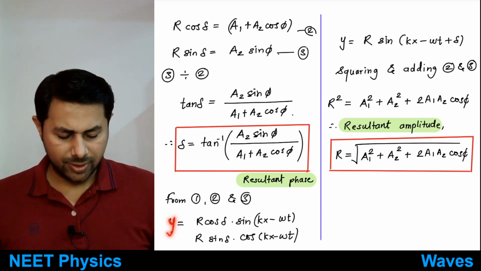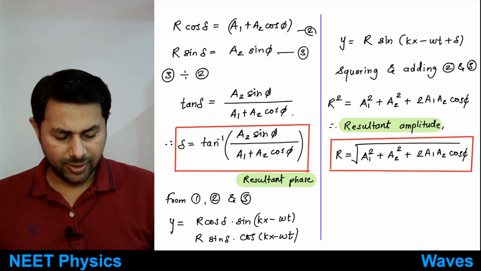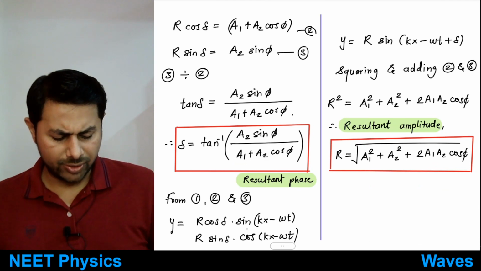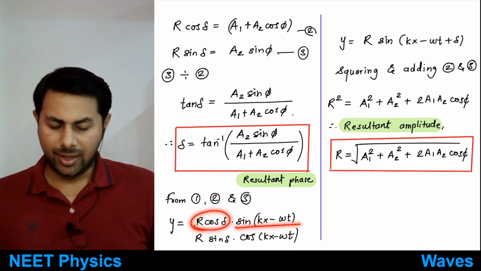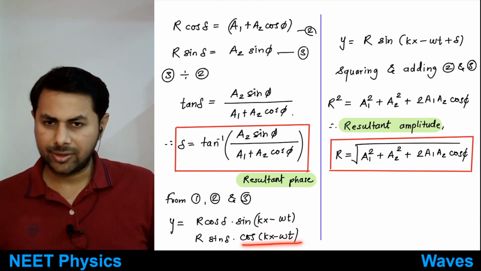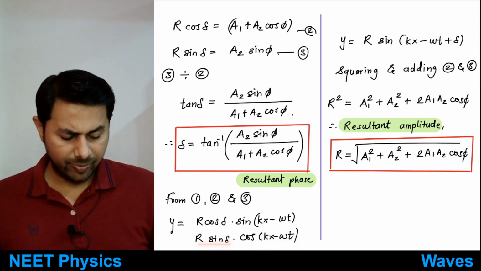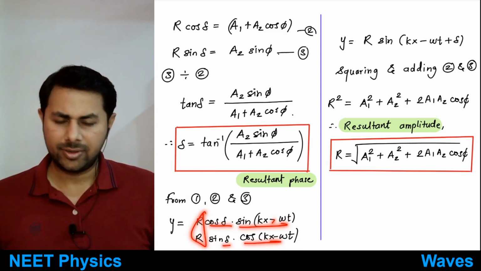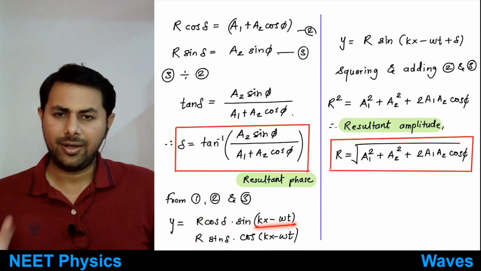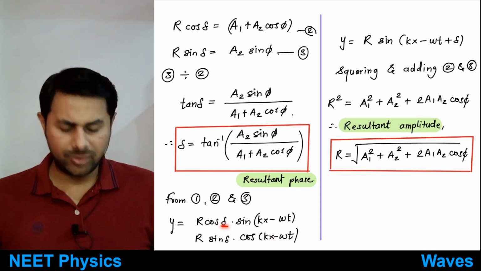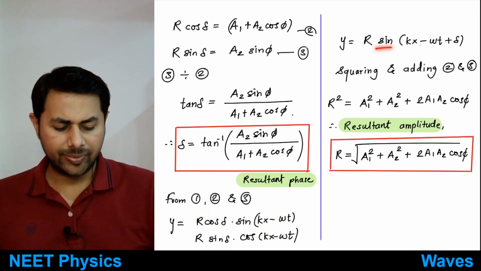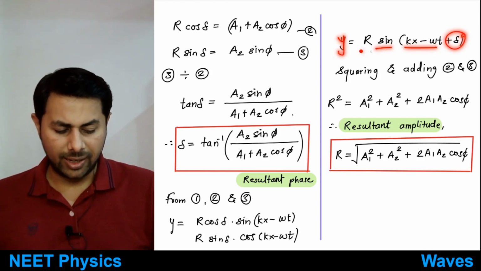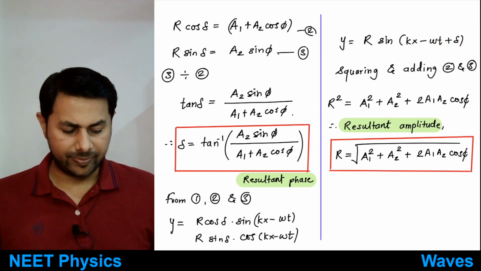Here we substituted this term as R cos delta and this one as R sine delta. So you have sine of kx minus omega t multiplied by R cos delta, and cos of kx minus omega t multiplied by R sine delta. Then you can take R common, to get sine a cos b plus cos a sine b, which is sine of a plus b. What is a? It is kx minus omega t. What is b? b is delta. So y equals R sine of kx minus omega t plus delta.